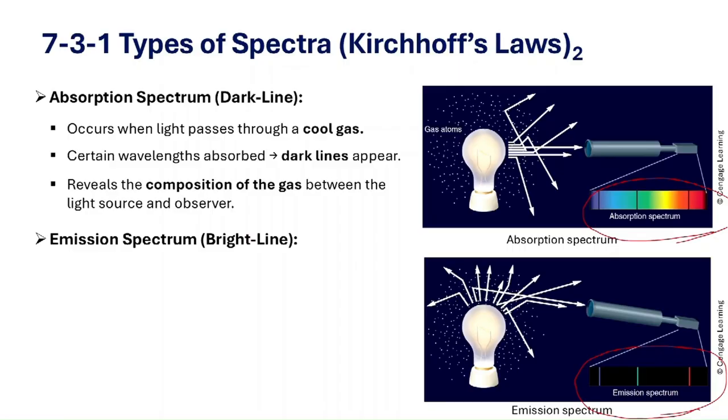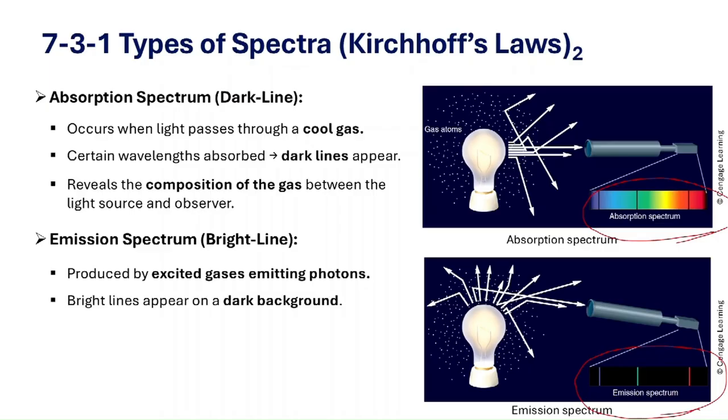Alright, now let's flip the situation. Instead of light passing through the gas, imagine we are looking straight at the gas itself, like a glowing nebula. So when atoms in that gas get excited, they release photons at the same exact wavelengths they would normally absorb. Therefore, instead of dark gaps in a rainbow, we see bright, sharp lines on a black background. And these are called emission lines.